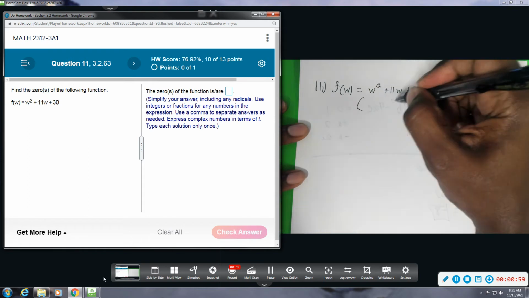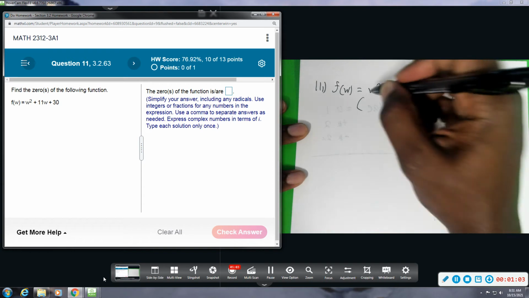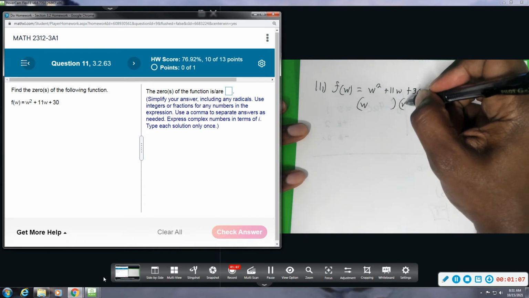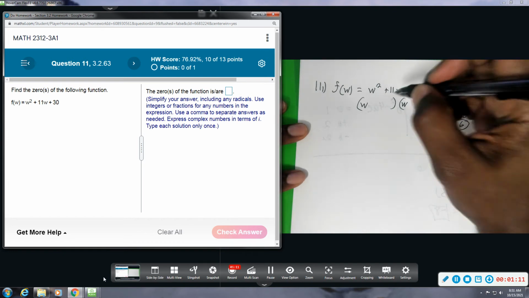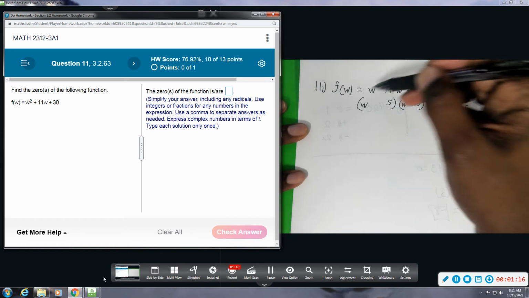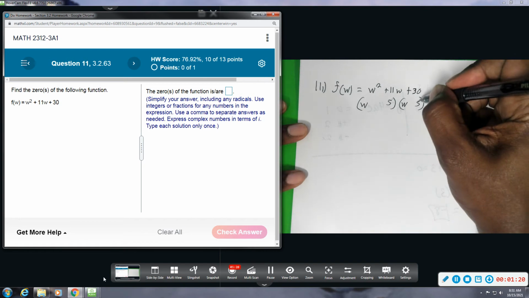We're going to do 2 sets of parentheses, and then we're going to put a w in front of each, so we're separating that w. And then we're going to put the 5 and 6 at the back, the numbers that we found we use. And then going left to right, the first sign is positive. Sorry, that's supposed to be a 6.